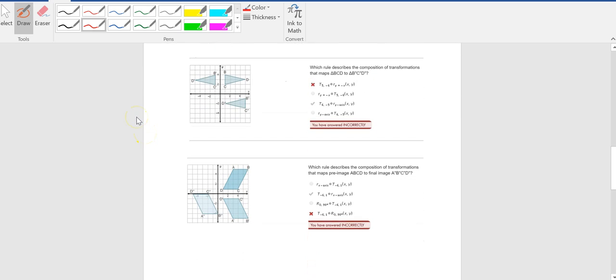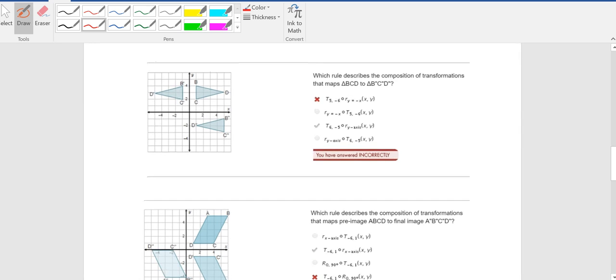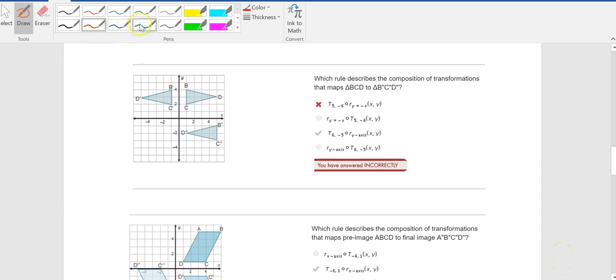So on this first question here, it says, which rule describes the composition of these transformations? So you're starting off with B, C, D, and then it's going to B prime, C prime, and D prime. So how did I get from here to here? Well, as you can see, this is a reflection across the x-axis. So since that's the first thing that happens, it would be the second thing listed here.